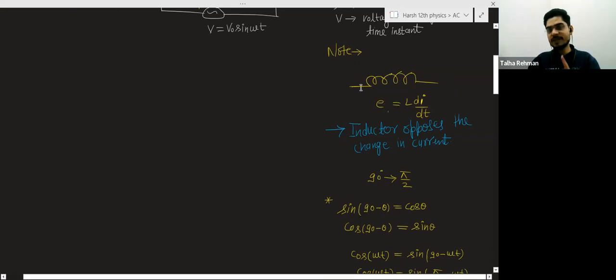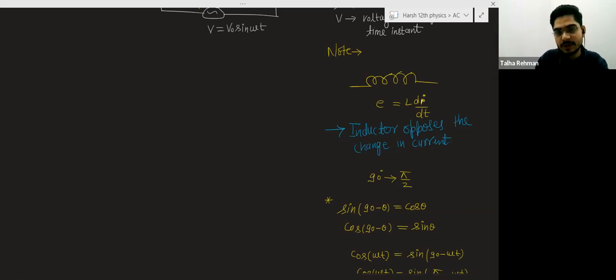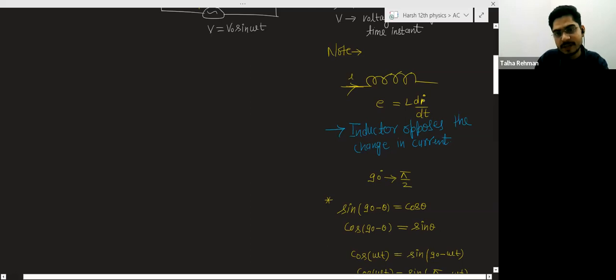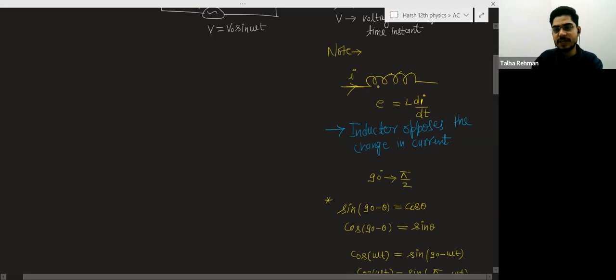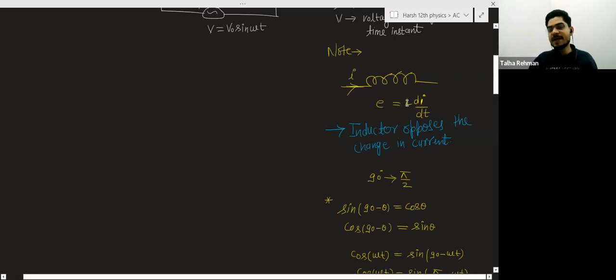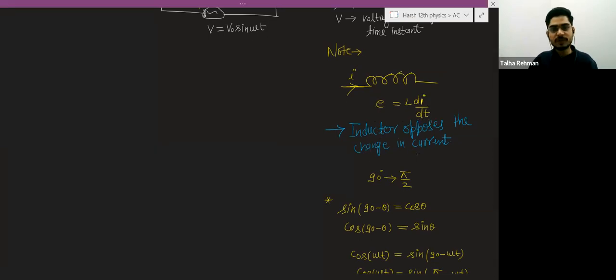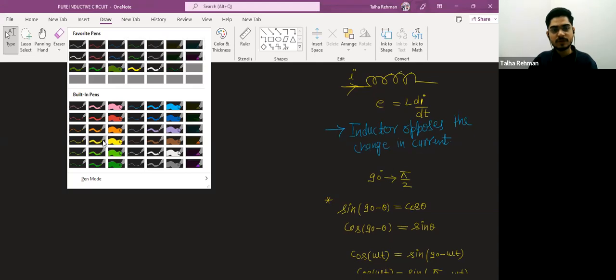When there is a change in the current, I is the current flowing in the inductor. This is the inductor, and L is the inductance of the inductor. So if there is a change in the current, the EMF induced in the inductor is equal to L di by dt. So the inductor opposes the change in the current. I think this thing should be clear to you.